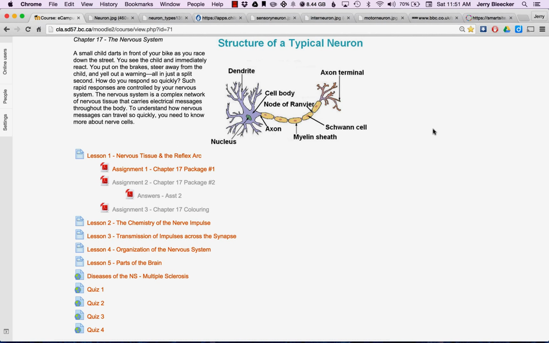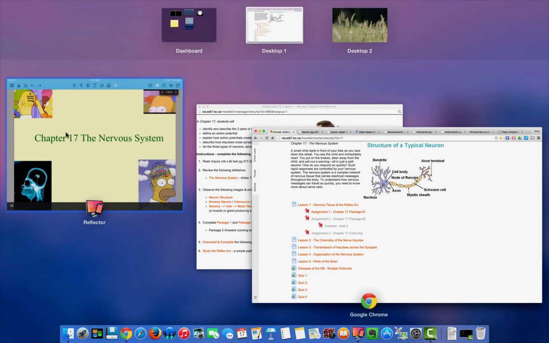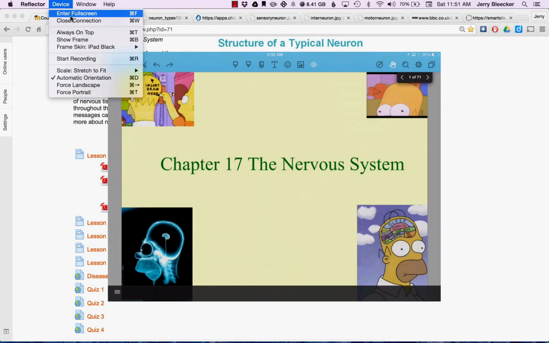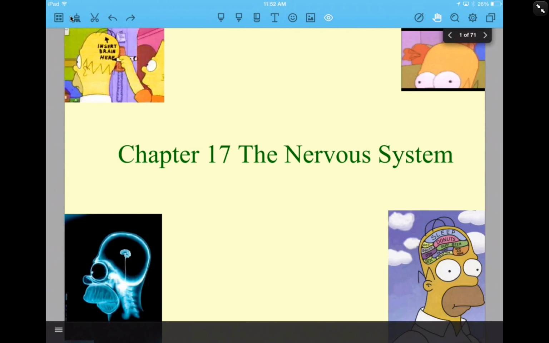Lesson 4, organization of the nervous system. So we'll look at the central nervous system and we'll look quite in depth at the peripheral as well. Lesson 5, parts of the brain. Good look at the limbic system there. We got a lot to do, so let's get going with lesson number 1. All right, here we go. Let's go full screen, fewer distractions. There we go.